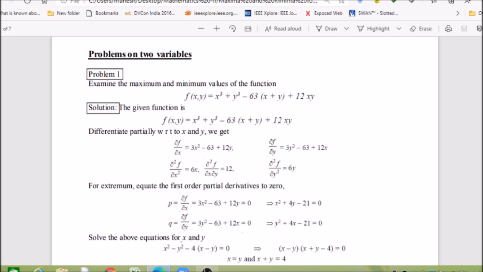So we get ∂f/∂x equal to 3x² minus 63 plus 12y and ∂f/∂y equal to 3y² minus 63 plus 12x. And we will evaluate the second order derivatives also. ∂²f/∂x² is 6x, ∂²f/∂x∂y is 12, and ∂²f/∂y² is equal to 6y.